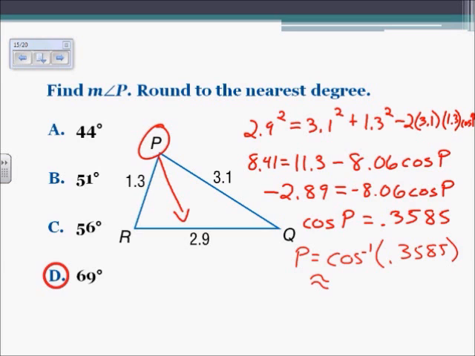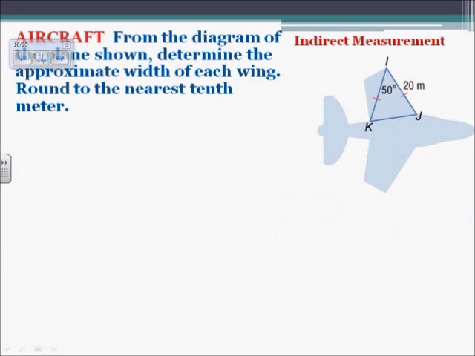Okay. Next example. It says, aircraft: from the diagram of the plane shown, determine the approximate width of the wing, rounded to the nearest tenth. So we have an isosceles triangle with an angle of 50 degrees. We have 20 here, and we want to determine the approximate width of each wing. So we have the width here, KJ. So we're trying to solve for KJ.